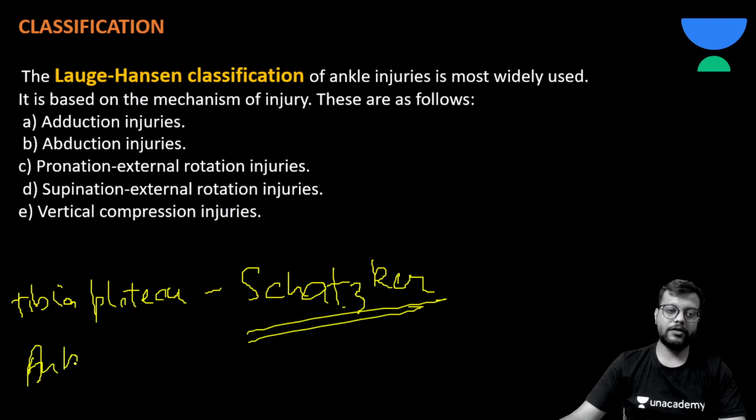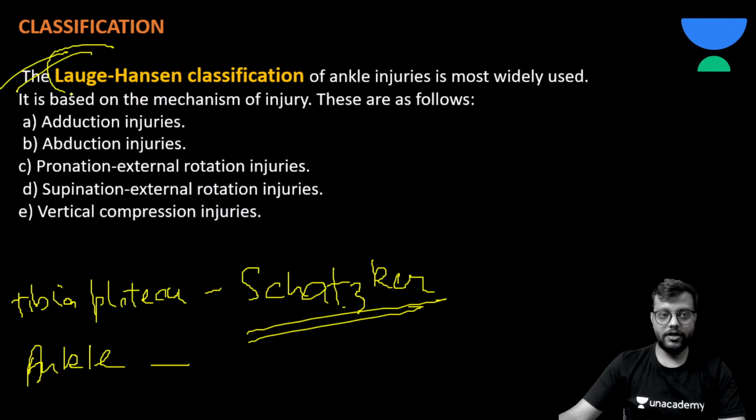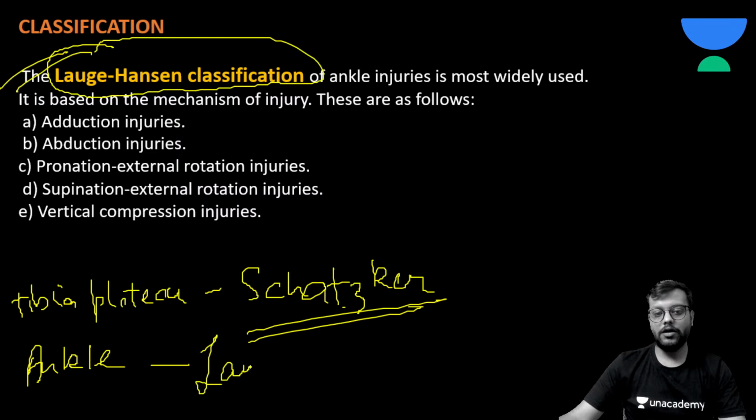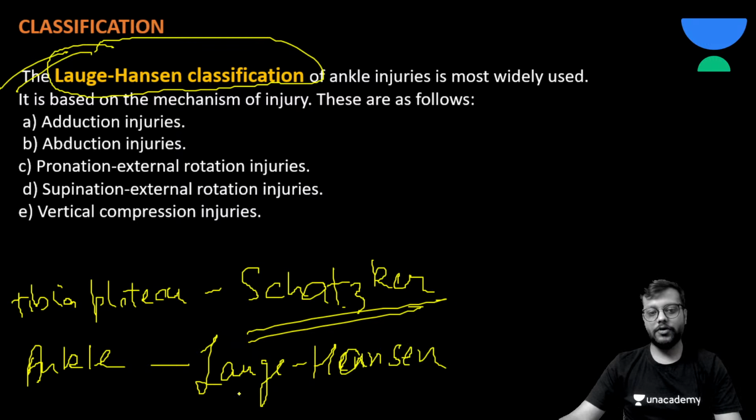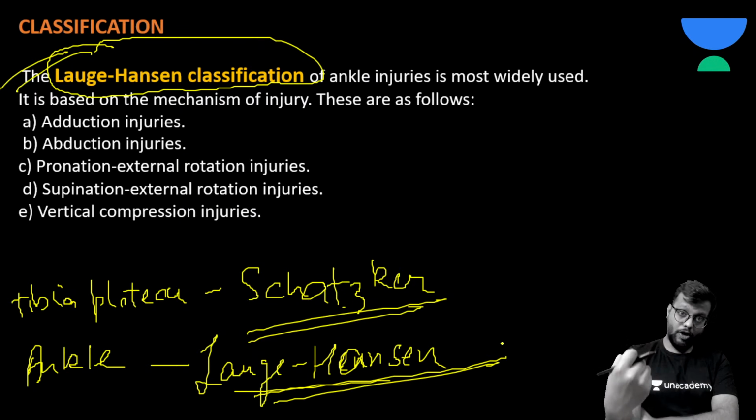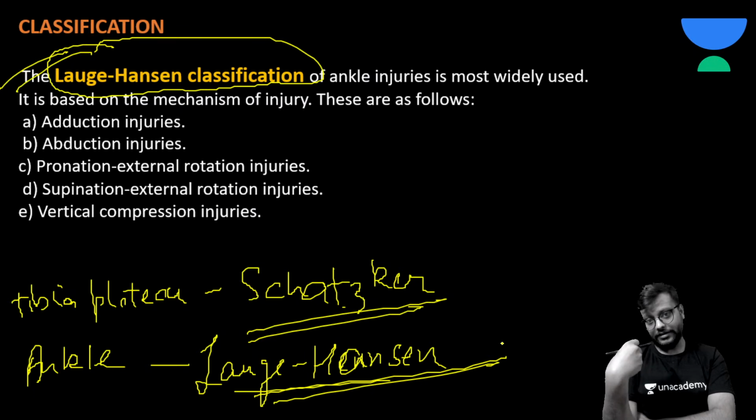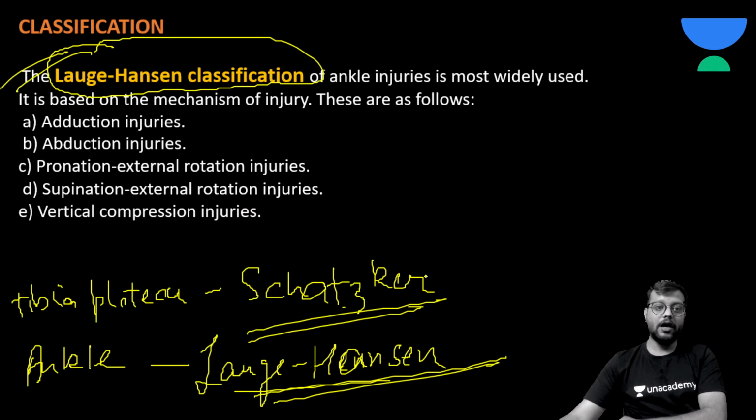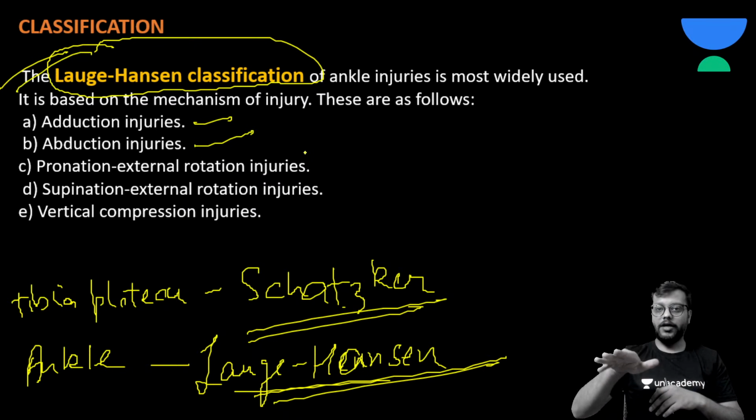And for the ankle fractures we have a special classification which is called the Lauge-Hansen classification. You just have to remember the name, that is Lauge-Hansen classification, and it is based on the mode of the injuries, how the injury happened, and it is of 5 types: adduction injuries, abduction injuries, that will be your pronation external rotation injuries or supination external rotation injuries.